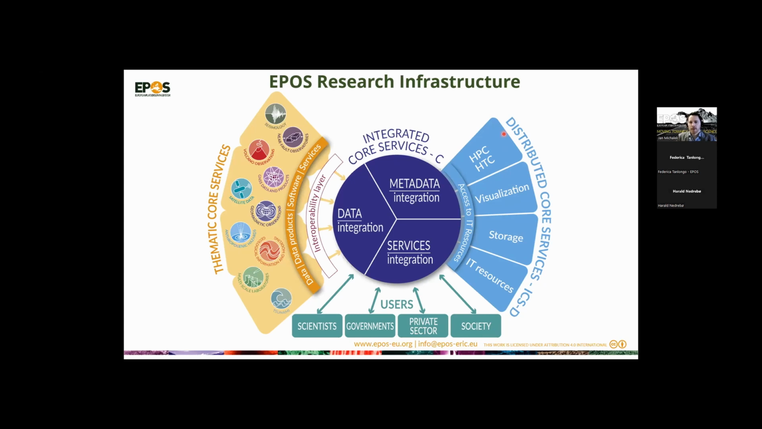But currently what you can get is basically access to the thematic core services. So you can find the data, download it, or even pre-visualize it on the EPOS data portal in a simple way. The main considered users of the EPOS system are scientists, but also governments, the private sector, and society. Anyone basically who is interested in getting high quality data, which are approved and served through the communities.